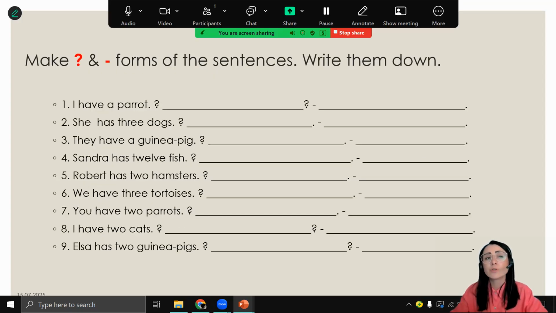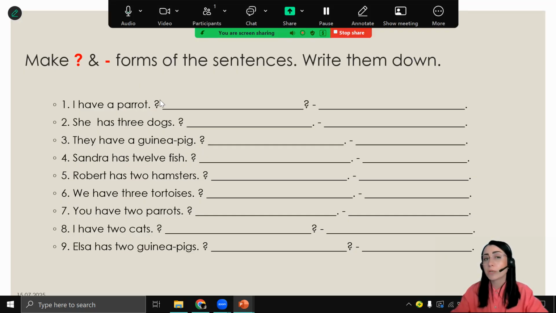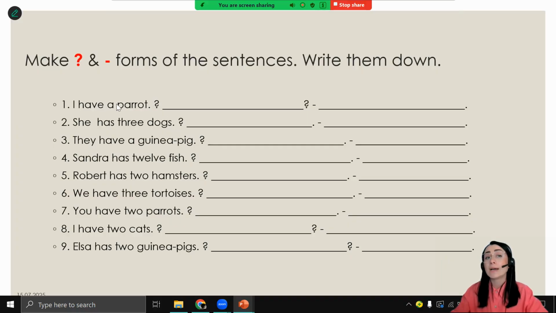Here, you have to make question and negative forms of these sentences with have or has. For example, I have a parrot. How to make a question? Starting with do or does. I have a parrot. Do I have a parrot? I don't have a parrot. Do the same thing with all the sentences, then check your answers. Make a pause and write these sentences down.